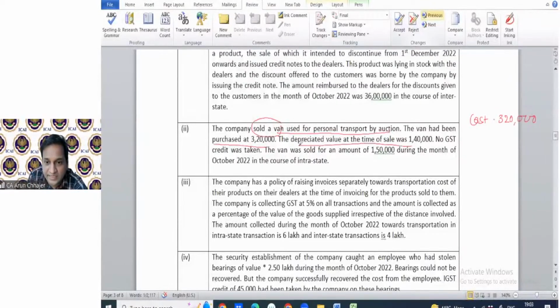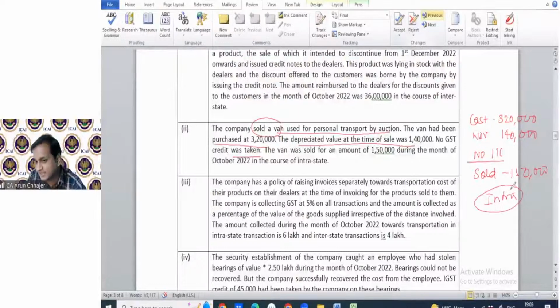The depreciated value, so WDV, is 1,40,000. No GST credit was taken. No ITC. Very nice. And that particular motor vehicle has been sold in rupees 1,50,000. It is an intrastate supply. Now please tell me, the GST would be paid on 320, on 140, on 150, or on some other value.